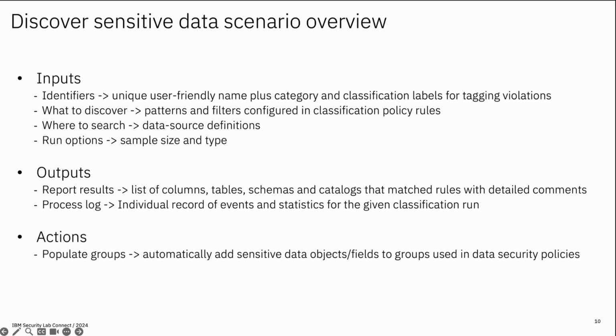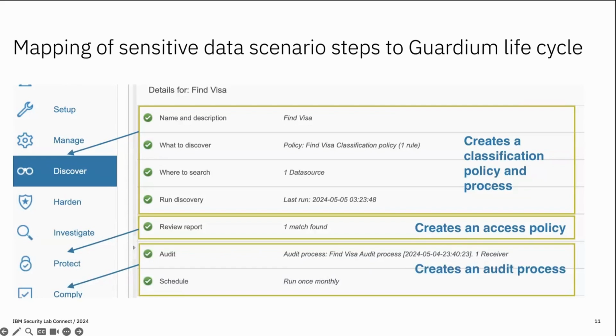Now, there are things you can trigger when a match is detected. So for example, we populate groups that will automatically add sensitive data objects and fields to the groups. And these are used in other parts of the Guardium product in the data security policies. So when I talk about a group, think about it like an entity that can be shared across different features, different applications within Guardium.